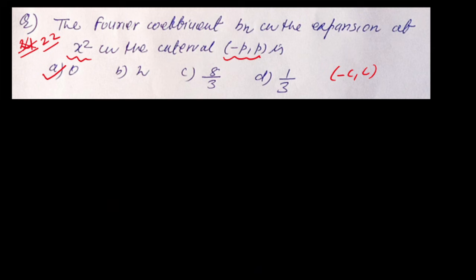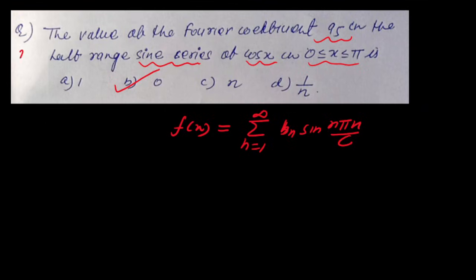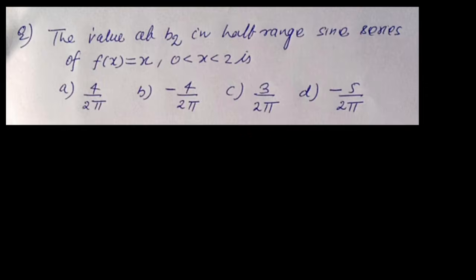So I missed writing the question number. This was 22. Let me call this question number 23 and this is question number 24. Okay, question number now 25. So the value of b2, not bn, in the half range sine series of f of x equal to x is.